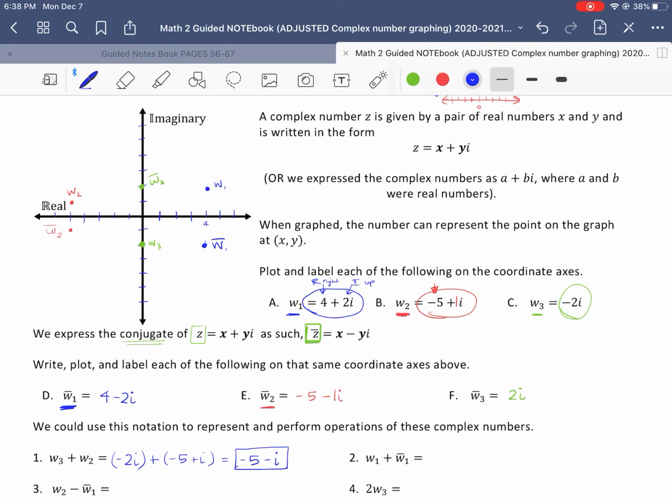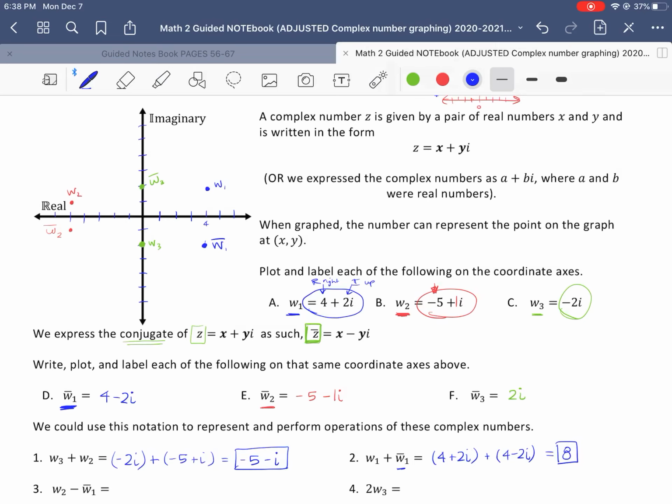Okay. Over on the right, we have number 2. It says W1. So we have 4 plus 2i taken from up here, W1, and then we have plus its conjugate, so plus 4 minus 2i. So when we add these conjugates here, 4 plus 4, those real number parts, gives us 8, and 2i minus 2i would be 0, so this one just gives us 8.